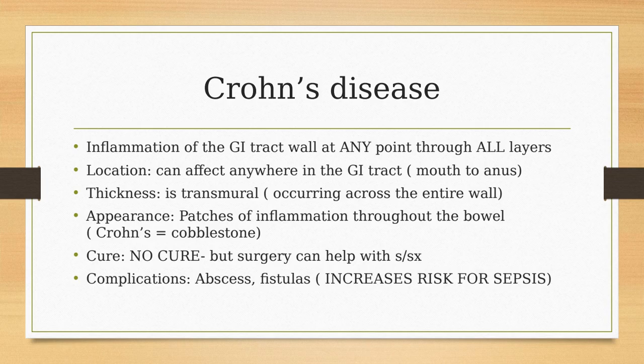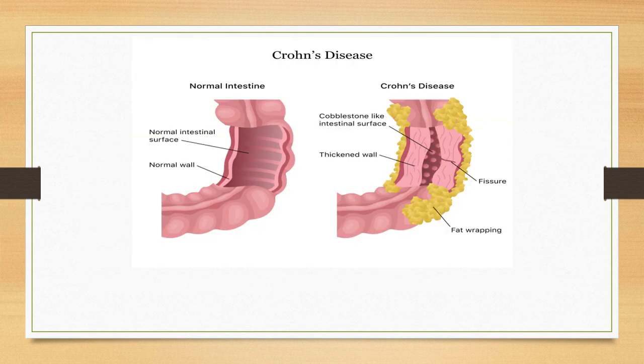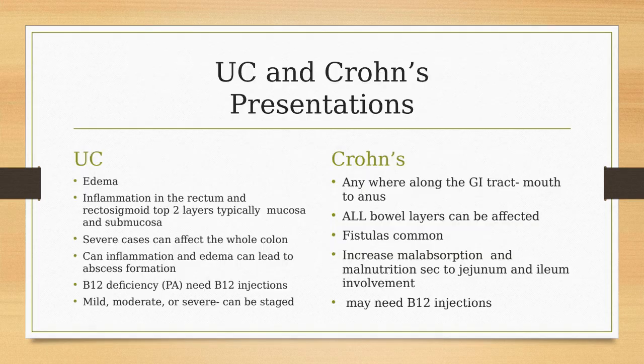So what I'm going to do next is look at ulcerative colitis and Crohn's side by side, okay? And this is where your Venn diagram continues to be helpful for you. So, the presentations of UC, okay? We have edema with both, okay?